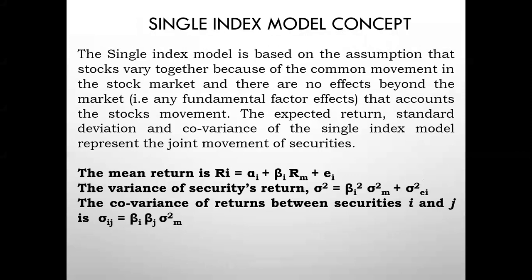The single index model is based on the assumption that stocks vary together because of the common movement in the stock market, and there are no effects beyond the market that account for the stock movement. So the expected return, standard deviation, and covariance of the single index model are represented like this. This is the mean return, and the variance and covariances are defined with the following formulas.